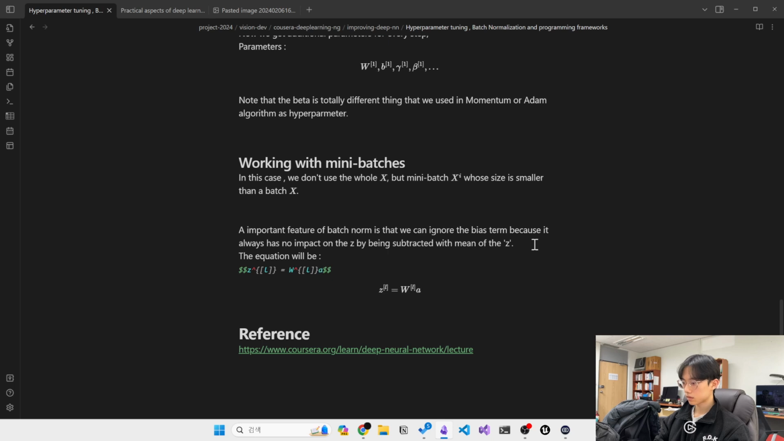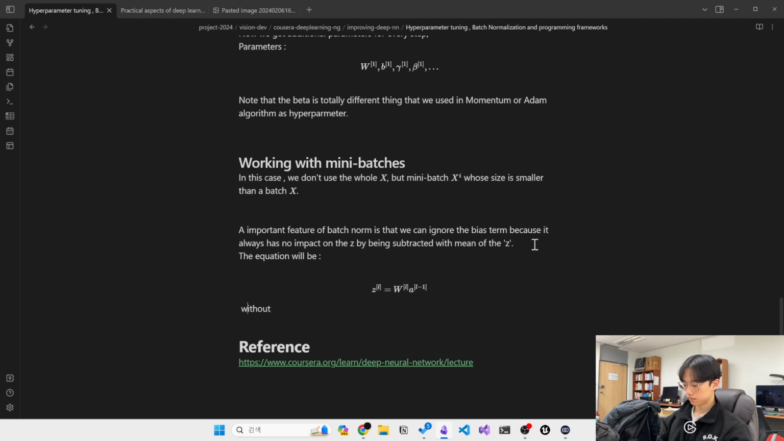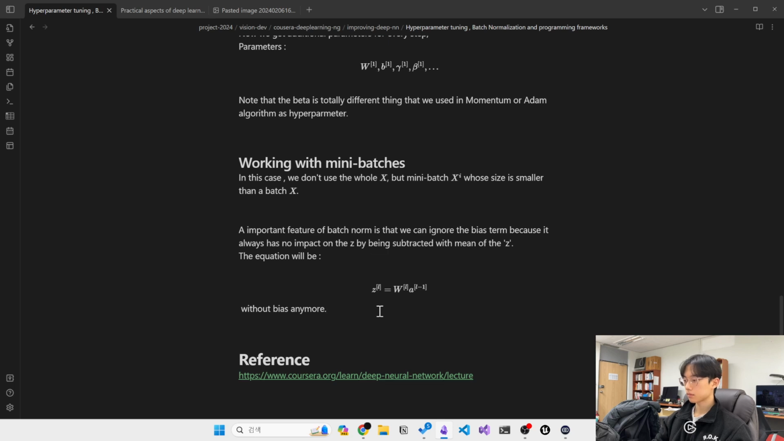So just to recap, because batch norm zeroes out the mean of these ZL values in the layer, there's no point having this parameter BL, and so you might as well get rid of it, and instead it is replaced by beta L, which is a parameter that ends up affecting the shift or the bias terms.